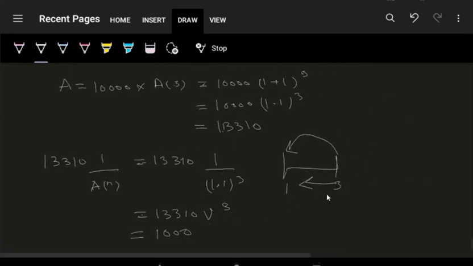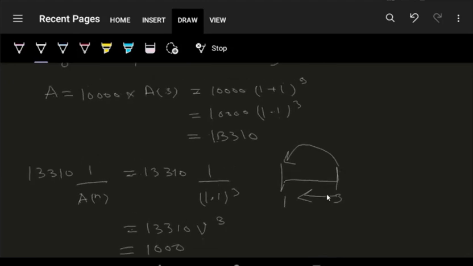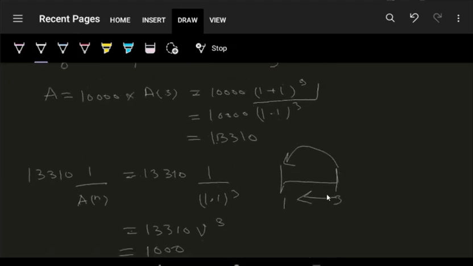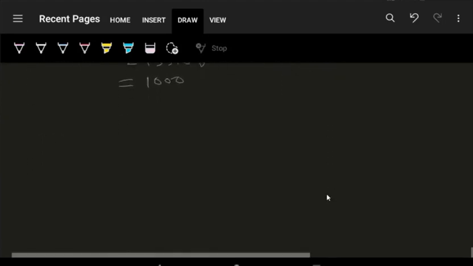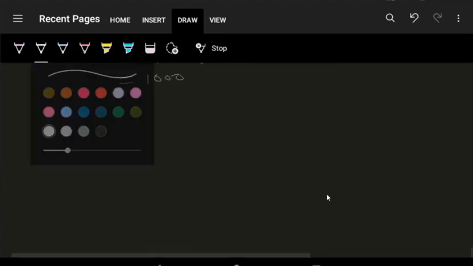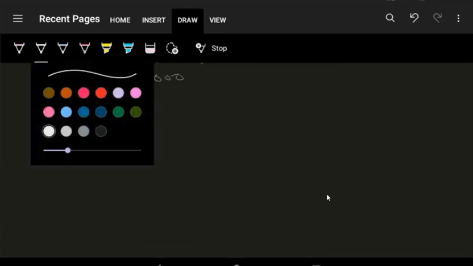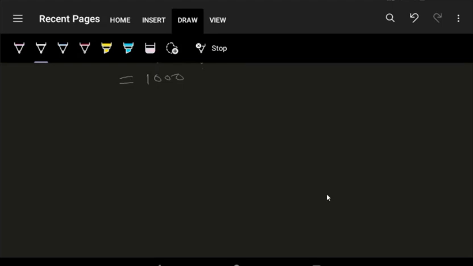And you see here we multiplied it with 1 plus i to the power 3, or 1.1 to the power 3. Here we are dividing it with the same number, so obviously the amount would come out to be the same. Now we can also discount the accumulated amount at a time in between.